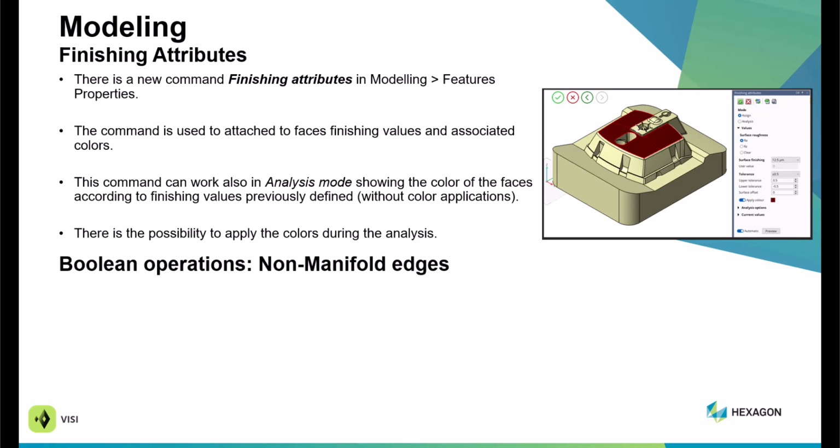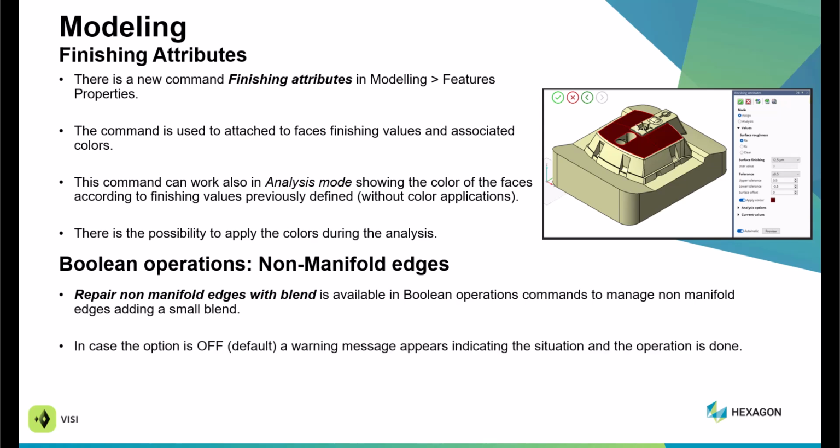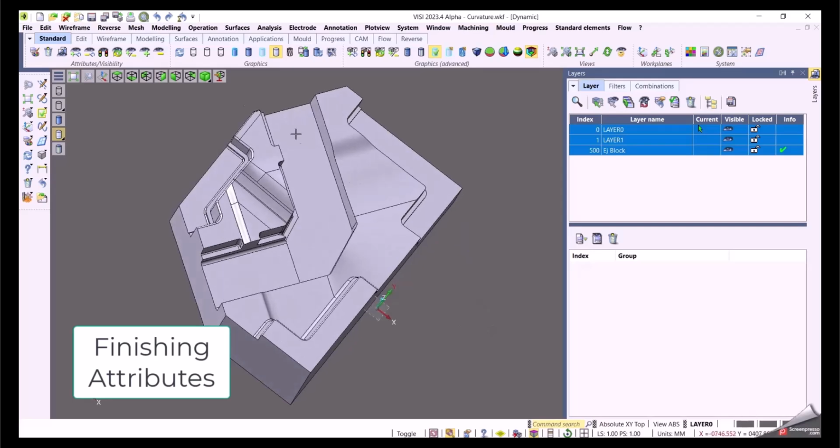Within Boolean operations, non-manifold edges, you have repair non-manifold edges with the blend command, which is now available. This command is off by default, and it will display a warning message when this situation comes up. In previous versions, the blend will be created without any default options. So let's go over the finishing attributes real quick in a video.